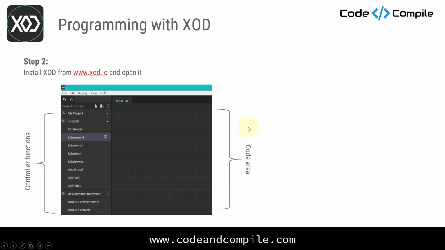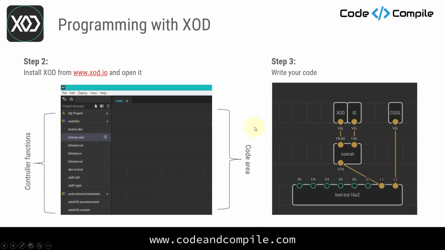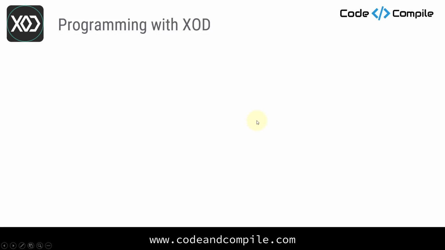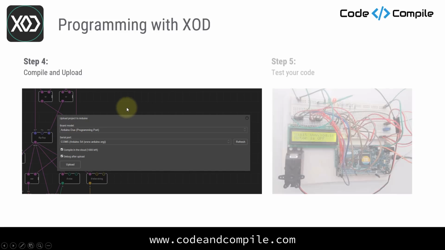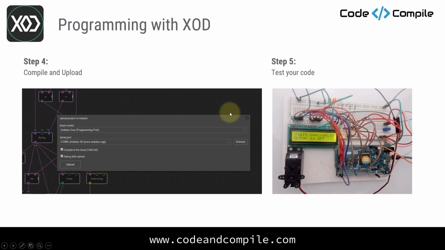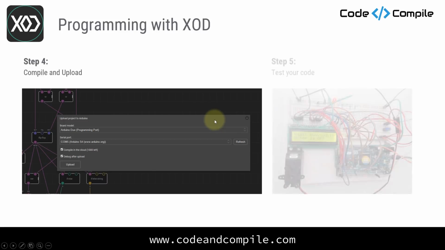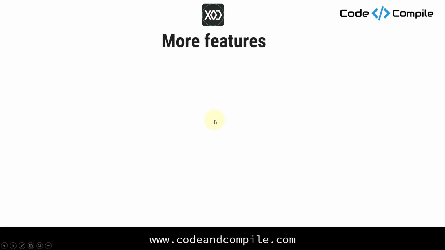Then you have to install the software, which you can download from this website. You have to open it and write your code in it. Once you write your code, you just compile and upload, and then test your code. So let's do the next example, in which we'll be controlling the servo. But before that, let's see some more features of the software.